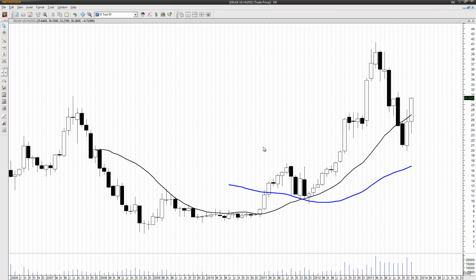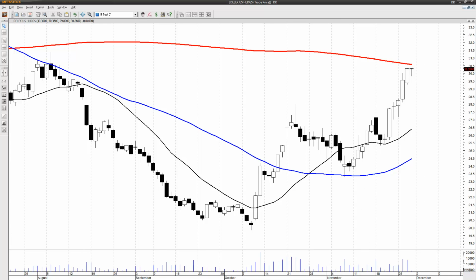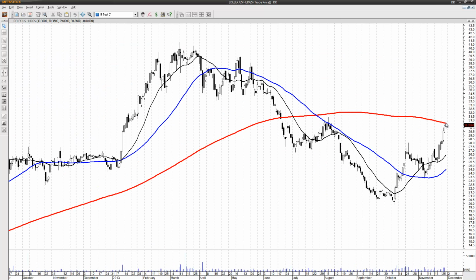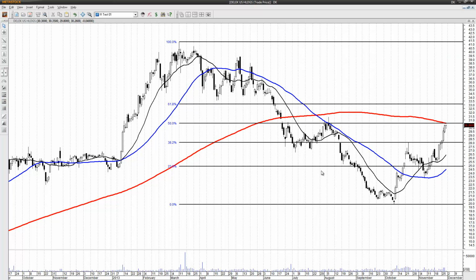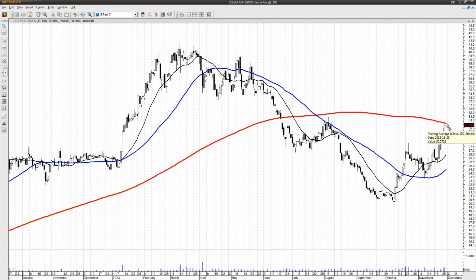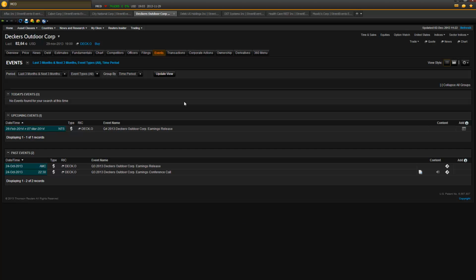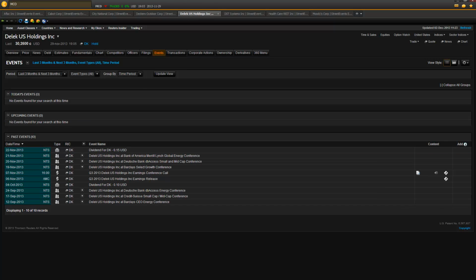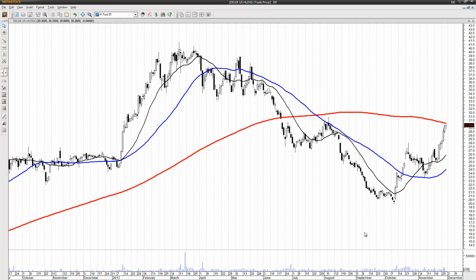Next chart, Delek. This one I need to change to daily, because here you got an indicator, the 200 moving average, the red line. That's where I put in my short sell limit order. And I think you also have a retracement. It is the 50% retracement exactly at that level as well. And that level is at 30.57. Check again, 30.57. Check for earnings. Delek, no earnings.